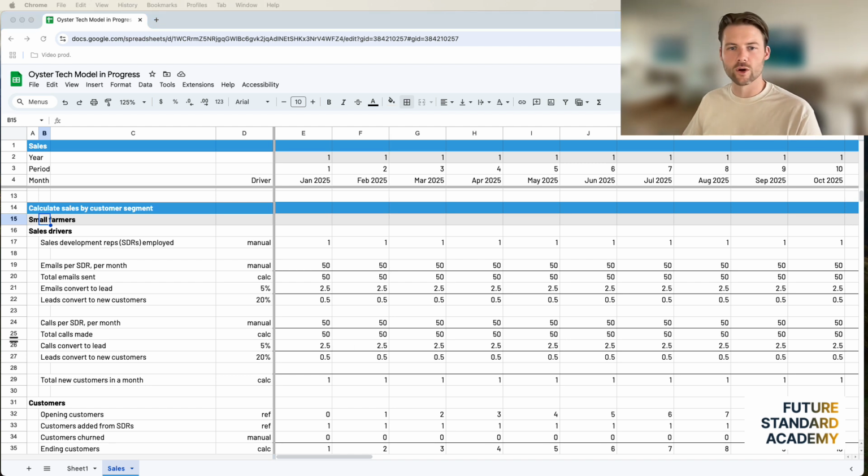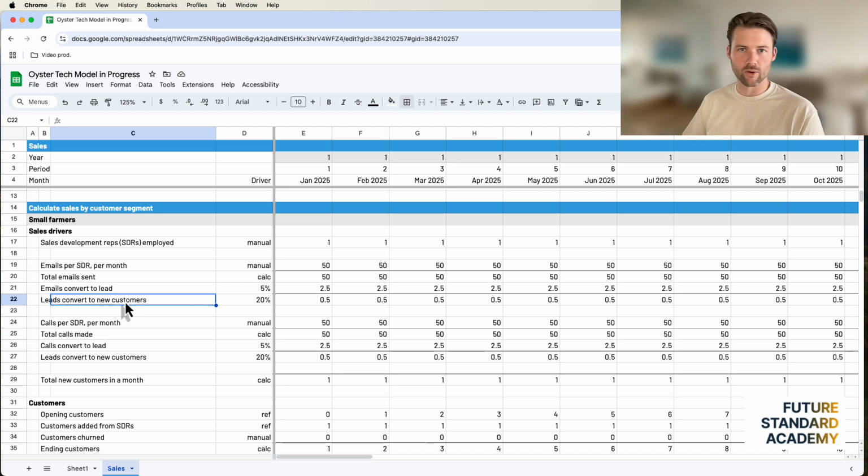So what I want to show here is that small farmers by themselves can actually float the company. They can be profitable, and these profits can be used to reinvest into the remainder of the business. But it's not going to be the strategy over the long term, and that's going to show up in the dashboard.